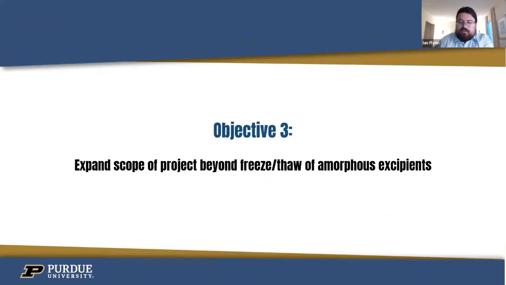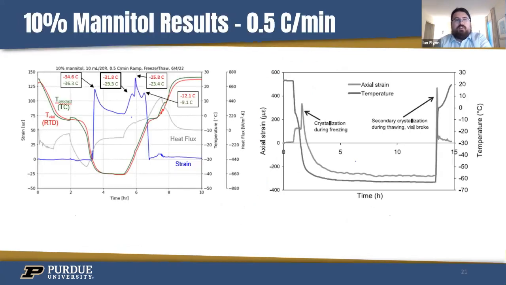And this is kind of a new topic we're looking at. We're trying to expand the scope of this project a little bit beyond just amorphous excipients, so we want to also look at some crystalline excipients. We decided to not focus on these originally just because of the much more complex behavior that we noticed right away compared to sucrose and trehalose, which tended to follow that very nice trend. So mannitol has much stronger crystallization peaks. You can see a very different profile, from very negative strain to very positive strain here.